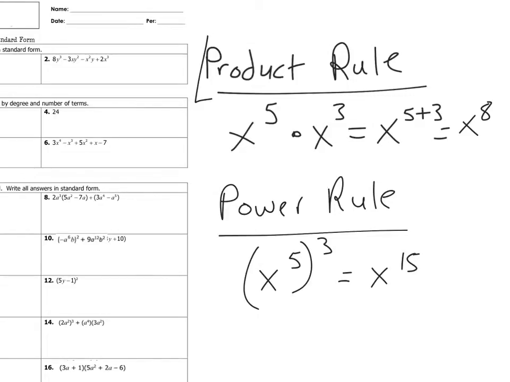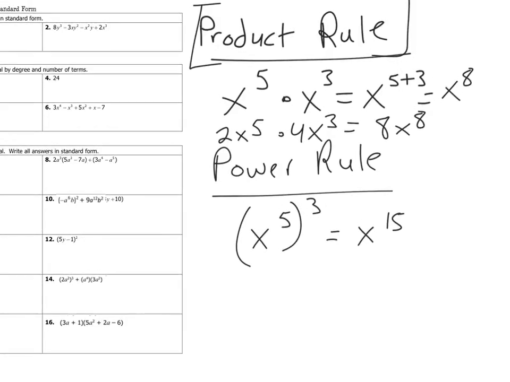So for example, if you were using the product rule and you're multiplying 2x to the 5th times 4x to the 3rd, you would still multiply 2 times 4 like you would normally. So that would be 8x to the 8th. Or if this was 2x to the 5th raised to the 3rd power, you would still raise 2 to the 3rd power like you normally would, which would make this 8x to the 15th.